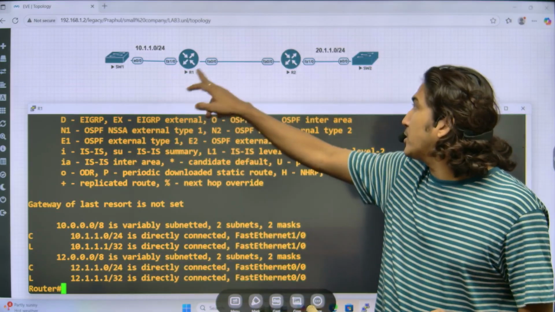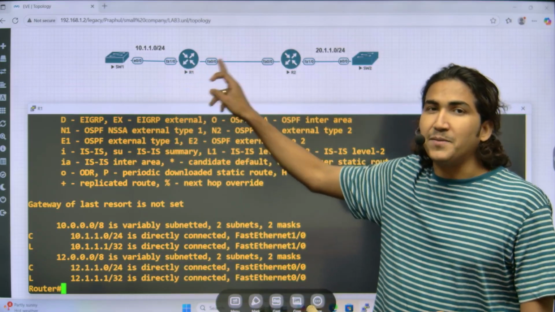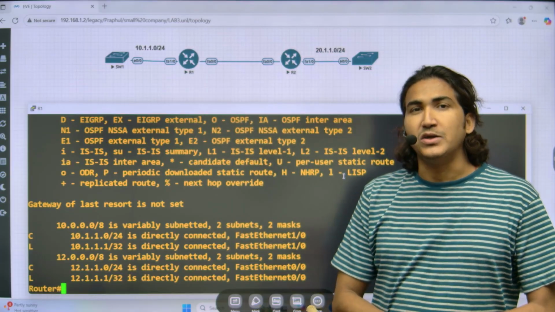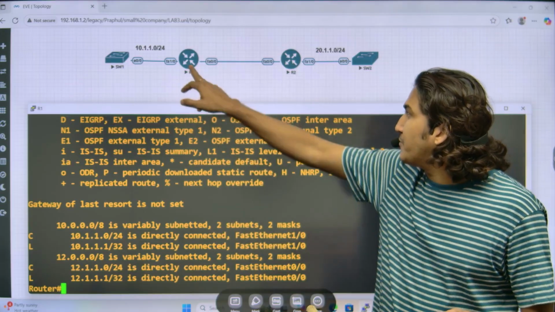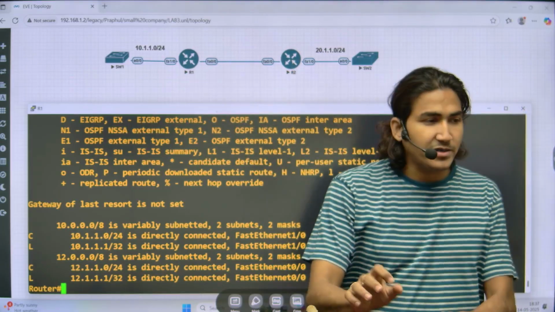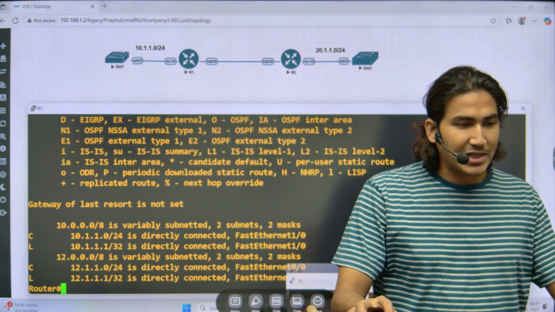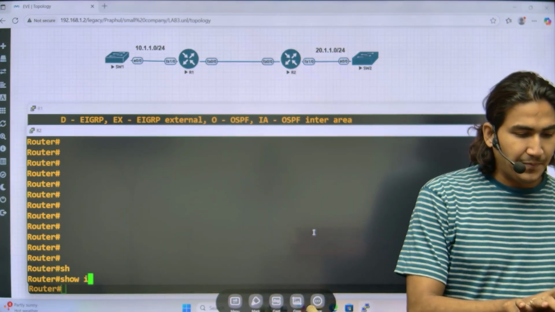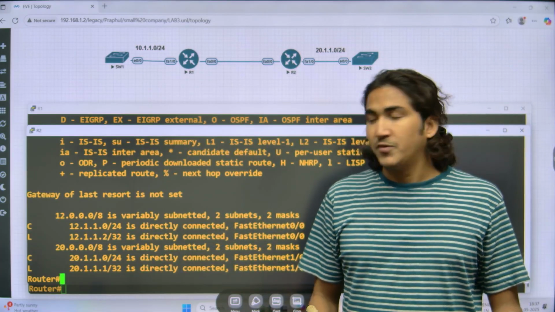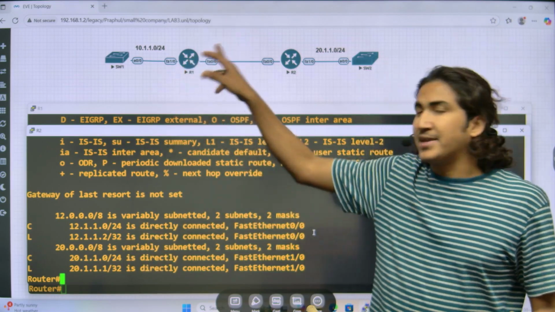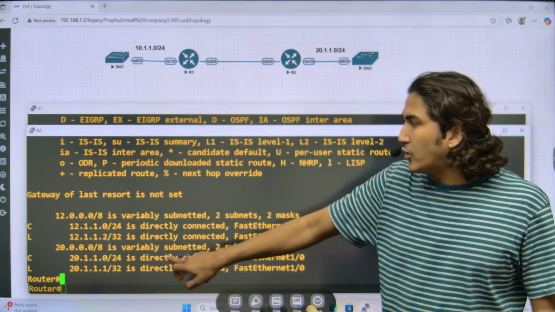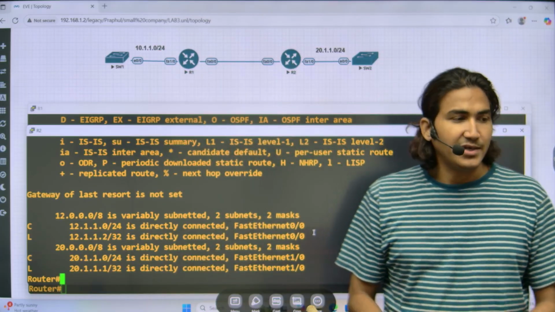Maybe some dynamic routing protocol is running. Yes, here the dynamic routing protocol is OSPF. The OSPF routing protocol is running between router 1 and router 2. So through OSPF, router 1 should learn the 20 subnet and router 2 should learn the 10 subnet. Let me show you the routing table of router 2 as well. So, show ip route, and here as well you can see we have only connected networks. We are not receiving any network through the OSPF routing protocol, the 10 subnet is not there in the routing table of router 2. This is the issue here.